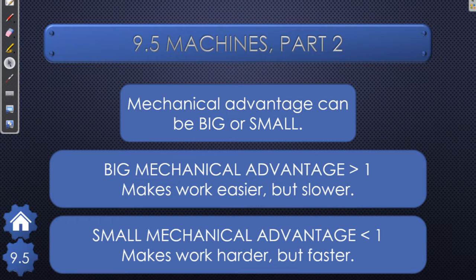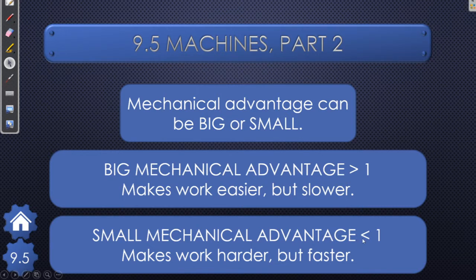Now we can divide mechanical advantage into two categories, big and small. Remember, mechanical advantage is always a number. It's just a number. It doesn't have any units. But we can divide it into mechanical advantages that are bigger than 1, or greater than 1, and we can divide it into mechanical advantages that are smaller than 1. If the mechanical advantage of a machine is bigger than 1, it makes the work easier to do, but slower. It takes longer. So that's the trade-off. You can use less force, but it will take more time.